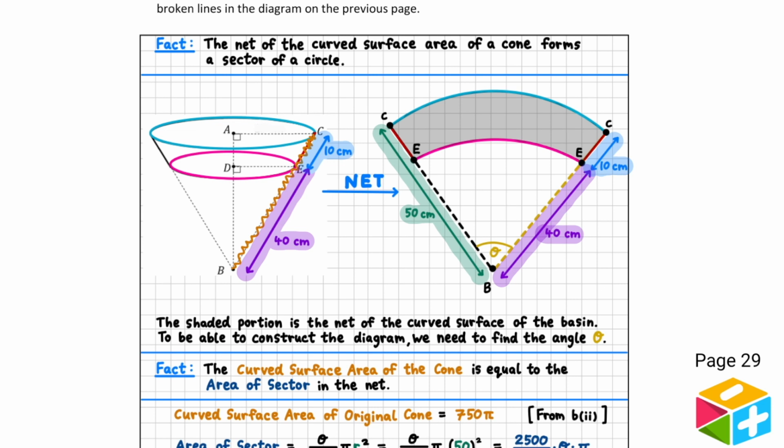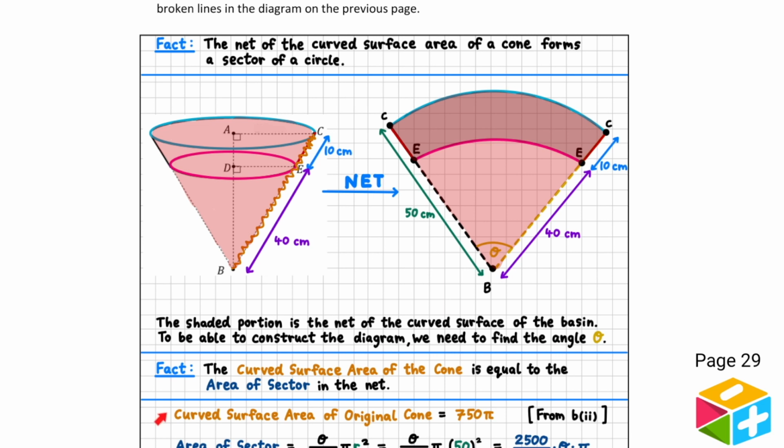These side lengths are useful, but they don't paint the full picture. To be able to draw the diagram, we would also need to know the angle at the base of this sector. I've labelled that in as theta. To finish off this question, we'll need to figure out what this angle is. A useful fact here is that the curved surface area of the cone will be equal to the area of the sector in the net. I should emphasise that we're looking at the full cone here, not just the grey region for the basin.